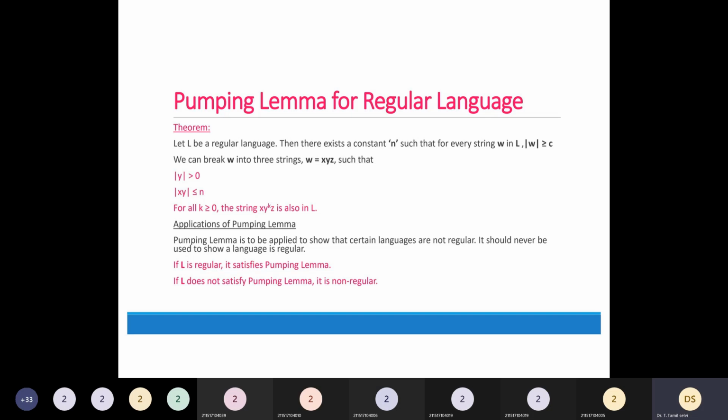After dividing this into three different parts, you are going to pump the innermost part, the middle part of the given string alone. Pumping means concatenation, n number of concatenations of the particular input symbol. That is, you are going to pump the innermost part alone. Here y is the innermost part, and you are going to pump that particular string alone.